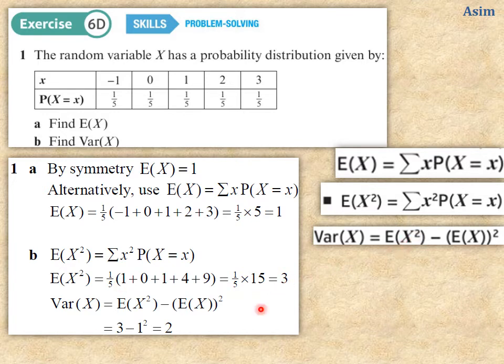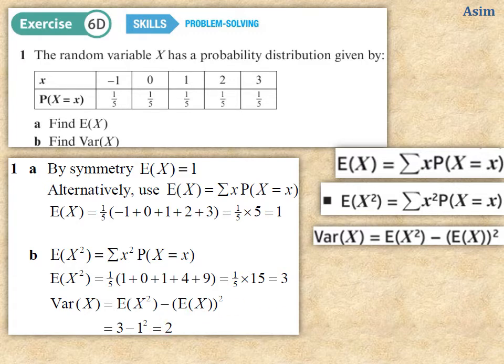Now put in this formula. It is expectation of x square minus the square of the mean, which is 3 square minus square of this one, and the variance becomes 2. Okay, and the standard deviation will be square root of 2 if they ask.